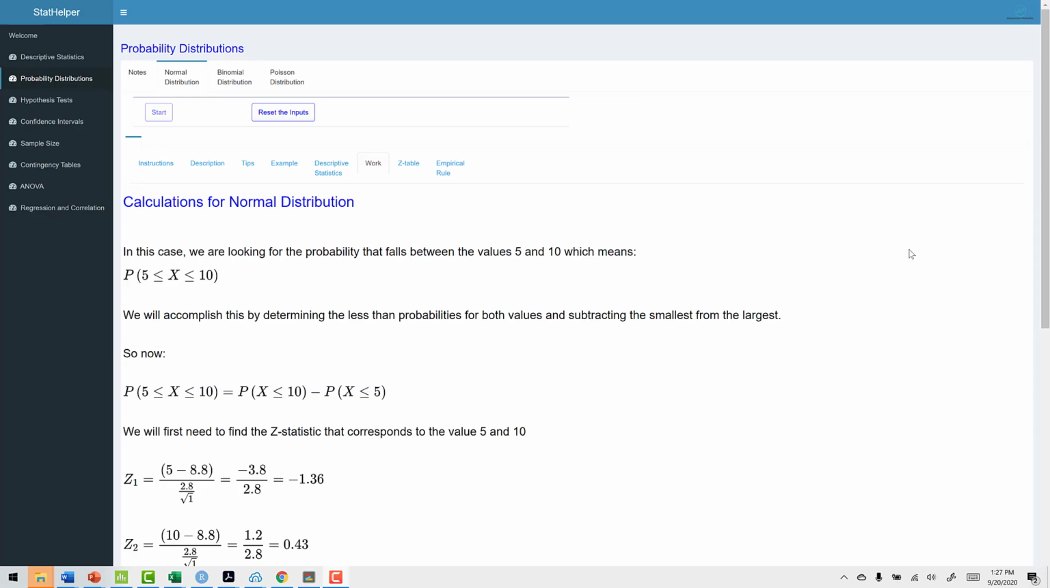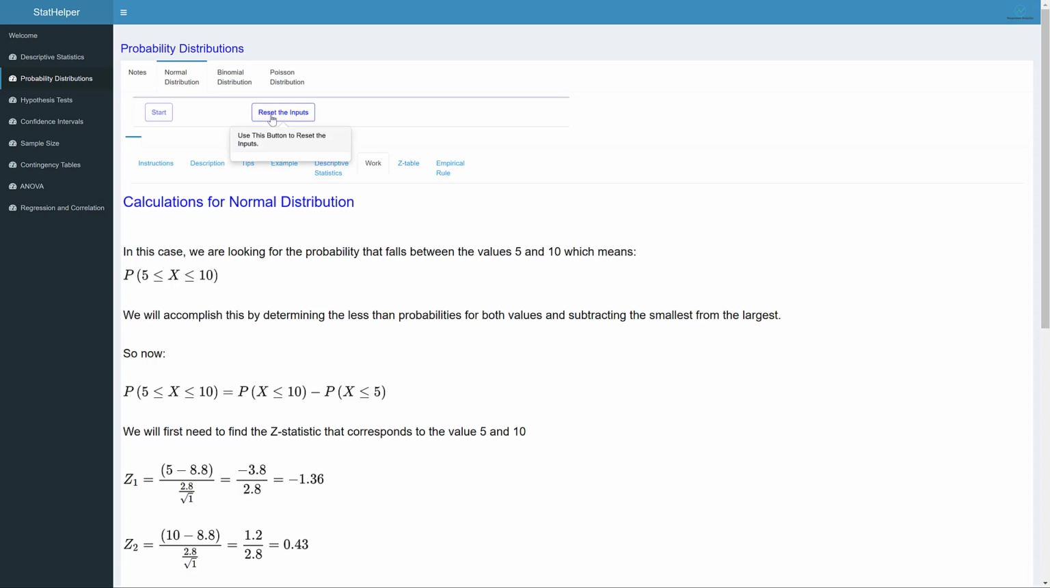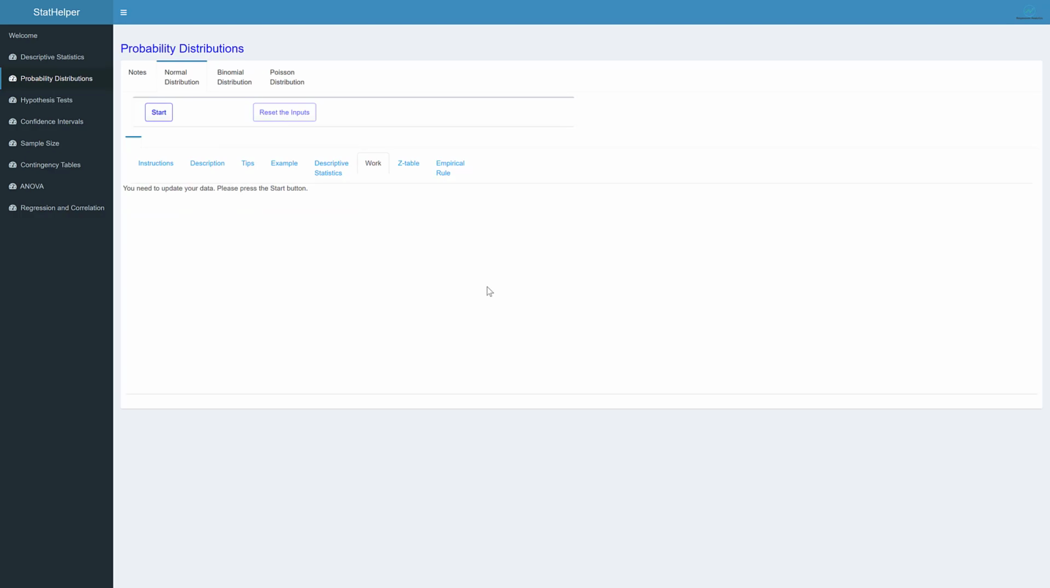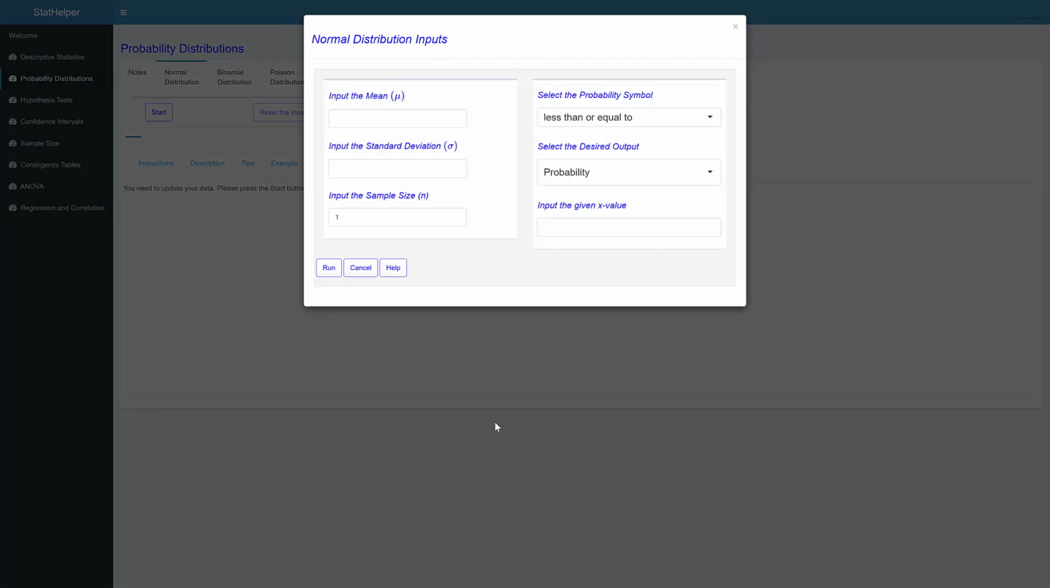Now again, we're back to the StatHelper where we left off. What we're going to need to do is reset the inputs. Now we're going to click Start. Again, same box we've seen for the other parts. The mean is 8.8. Standard deviation 2.8. We still have a single x value.